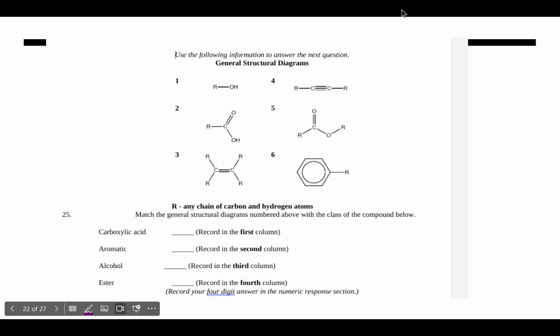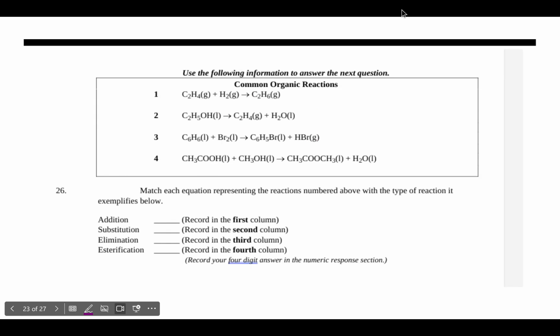Looking at some structures, being able to say what we have. Looking at that first one, to identify a carboxylic acid, that would be number 2. Aromatic, you need a benzene ring, that would be number 6. An alcohol is number 1, and an ester is number 5. So this is just knowing your functional groups. If it asked you about an alkyne, Y-N-E, we would have said number 4. If you asked about an alkene, E-N-E, that would be number 3, and so on. We just want to know all of those functional groups.